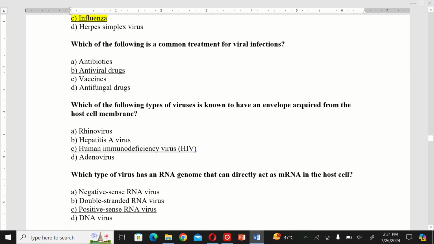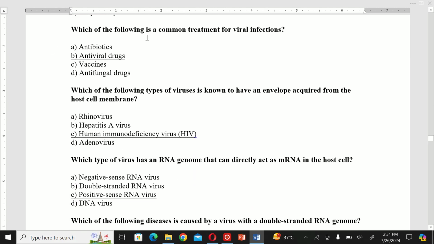The next MCQ is: which of the following is a common treatment for viral infection? A. Antibiotics, B. Antiviral drugs, C. Vaccine, D. Antifungal drugs. So the correct option is B.